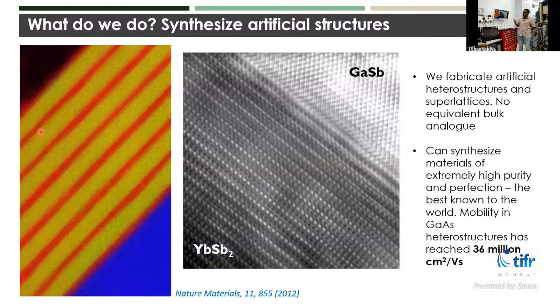So this sort of structure, which you can create because we are creating these materials one atomic layer at a time, you cannot get in nature. On the other hand, you can also create, for example, this sort of heterostructure. You can see that there is one compound here, which is gallium antimony, which is a semiconductor. On top of it, we have grown a material which is ytterbium diantimonide, which is a superconductor. So now you have a kind of hybrid structure, which is superconductor on one side and semiconductor on the other side. So this again, you can't get naturally out there.